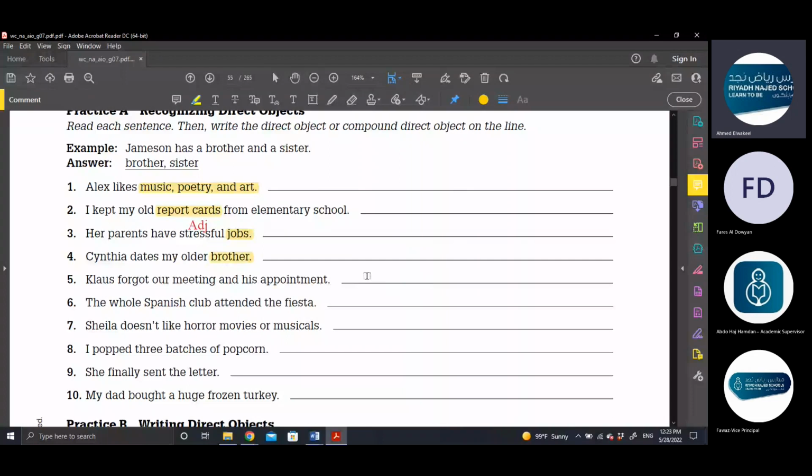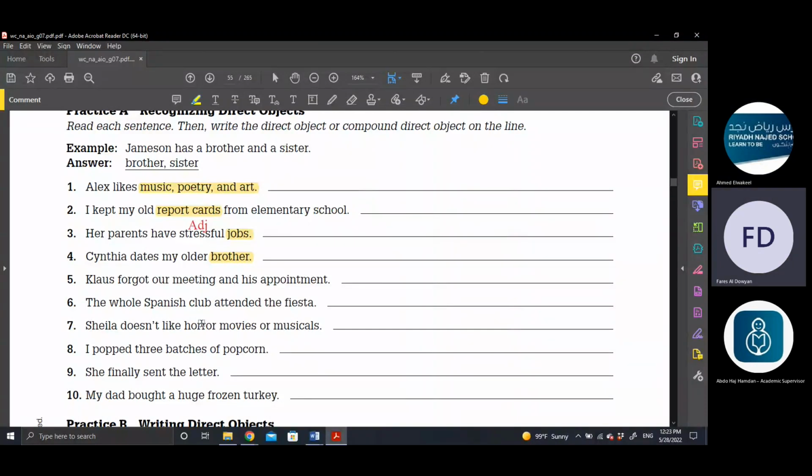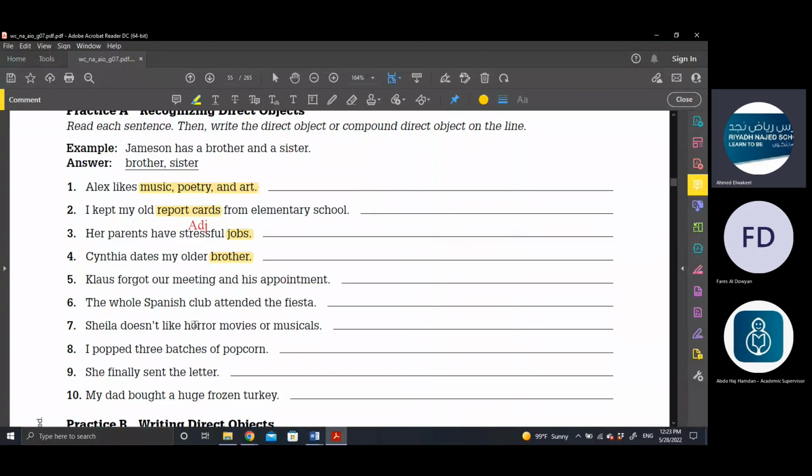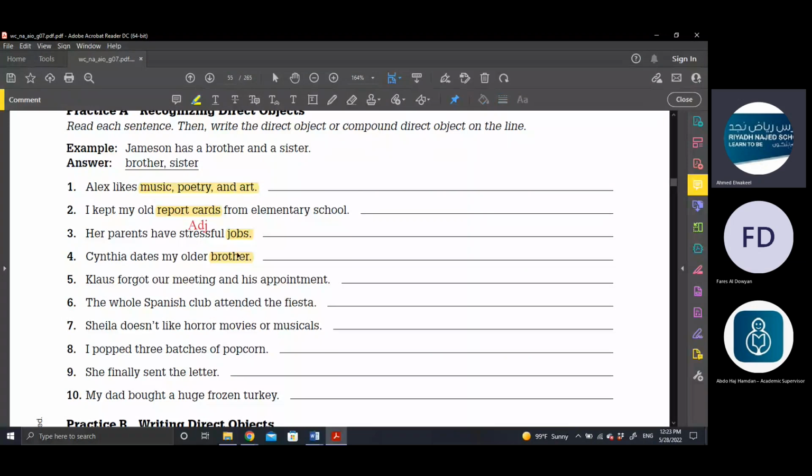Can I say "Cynthia dates my" and stop? No. "Cynthia dates my older" and stop? No. "Cynthia dates my brother," correct? Yes. So the sentence will not make sense until we use the noun brother. And of course, older is an adjective. My is a possessive pronoun, older is an adjective, and brother is the direct object.